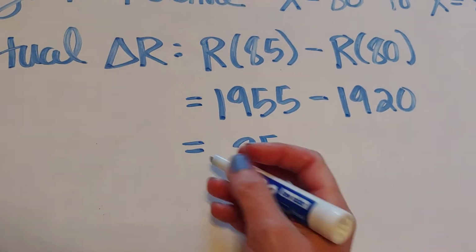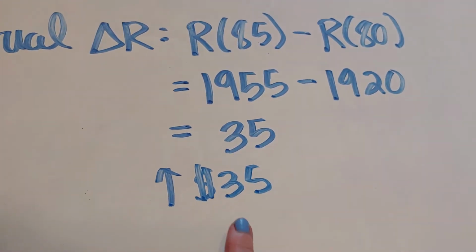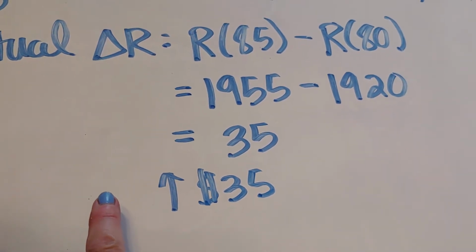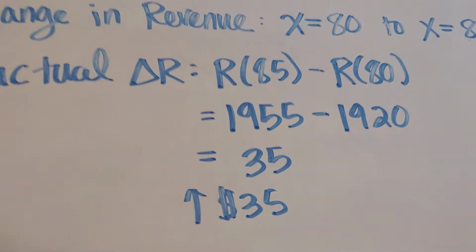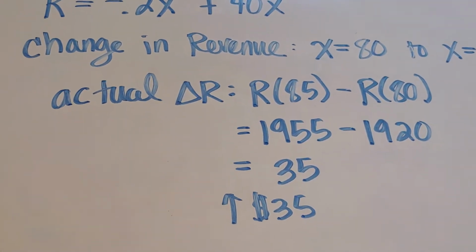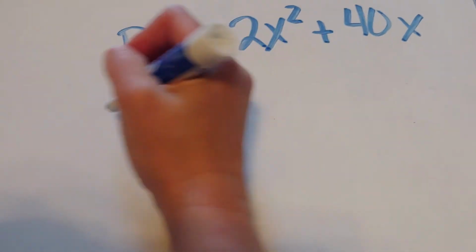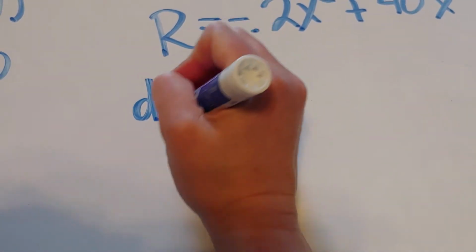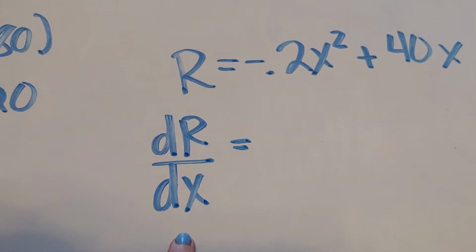So we're saying that the revenue went up $35 when I sold 80 units to 85 units. Okay, now that's actual change. If we want to find approximate change, we're going to write our function again. But when I want to find approximate change, I'm going to find the derivative.